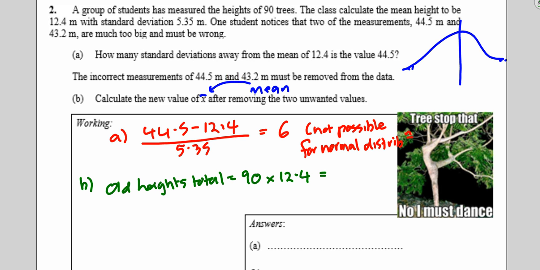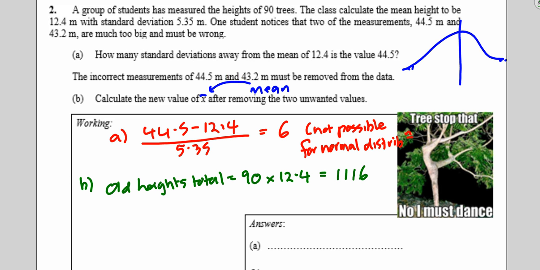So where did this x̄ come from? So 1116. Oh, the mean. Sorry. So all the tree heights, yeah. So that was meant to say the mean. It was meant to have a line on it. So all tree heights total, all of them added together, would have been 1116.